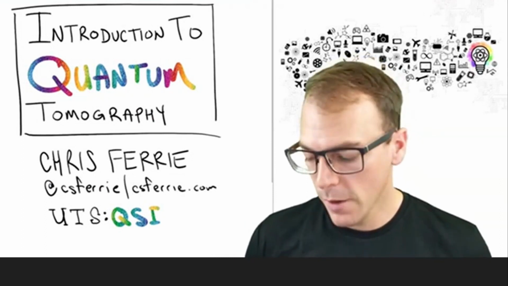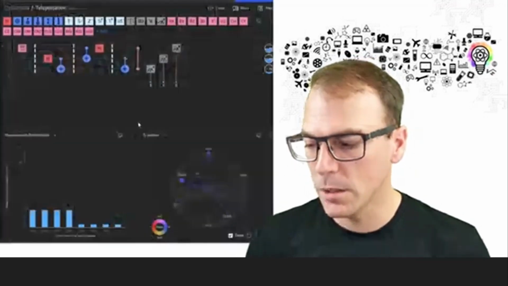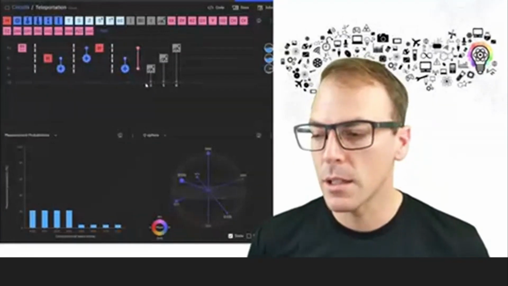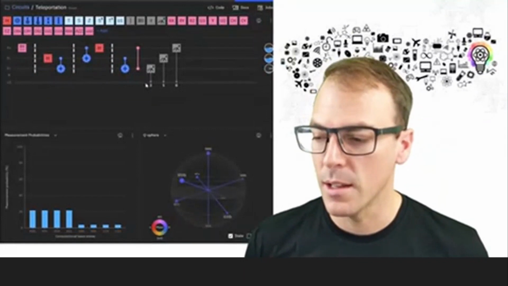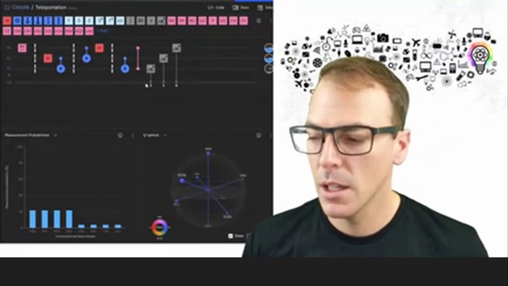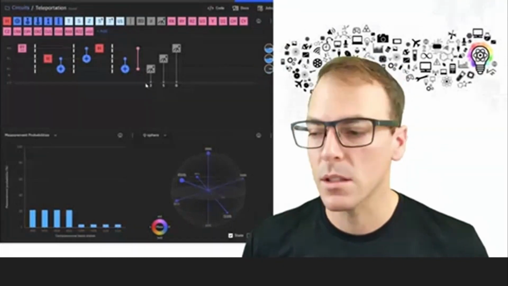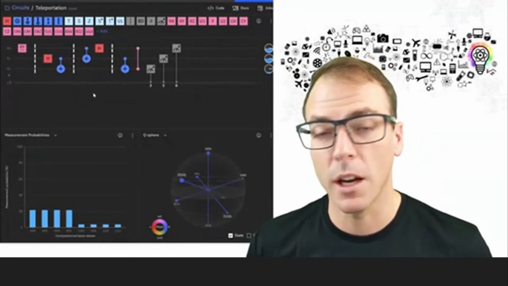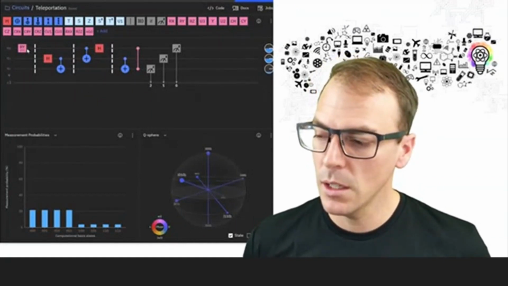So if I am IBM and I want to improve upon what's happening here, I want to actually create a device that when somebody sends me this circuit, it actually happens as desired, then I need to characterize all the things that might go wrong, all the things that are going wrong in the device.